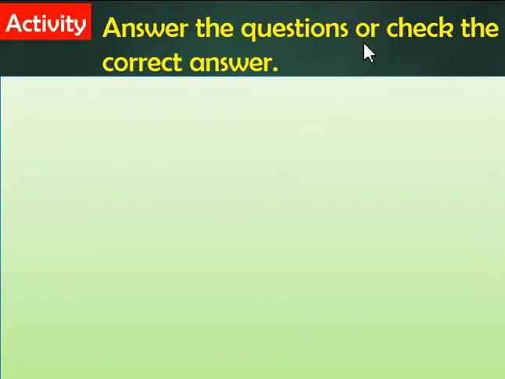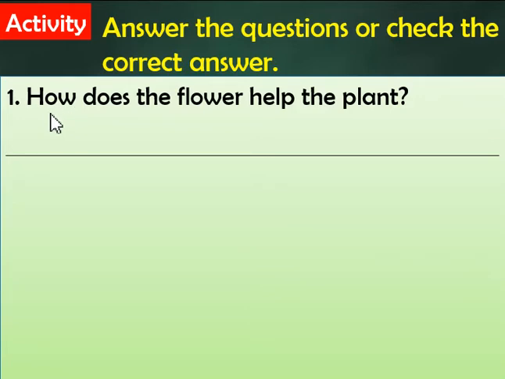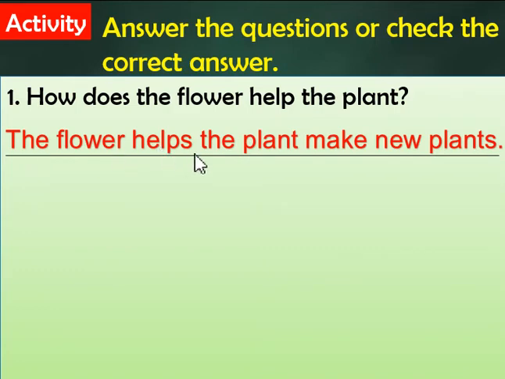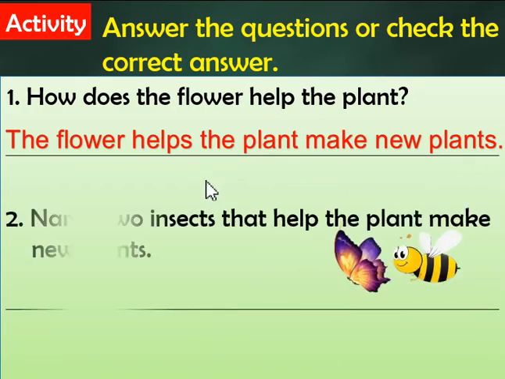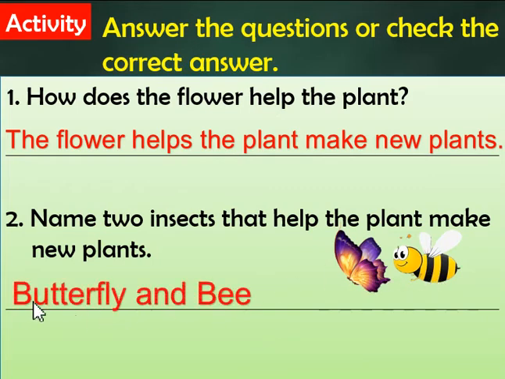Answer the questions or check the correct answer. Number one, how does the flower help the plant? The flower helps the plant make new plants. Very good. Number two, name two insects that help the plant make new plants. Butterfly and bee.